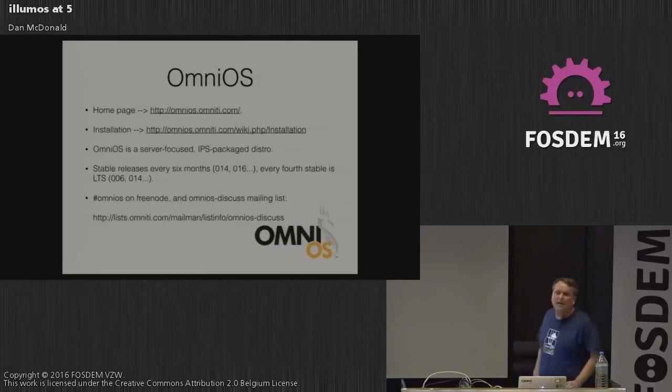Hi, this is my distro. Our homepage is there. I did not start this distro. I joined OmniTI after OmniOS had been out for a year. But it's server focused. It uses the Image Packaging System, which was one thing that OpenSolaris introduced to the world. And we release stables every 6 months. We release long-term releases every 2 years. We're on 014 for long-term, and 016 is our current stable. 018 will be coming out this spring. We're on Freenode as well, and we have a mailing list. And again, all these links will work if you download the PDF.